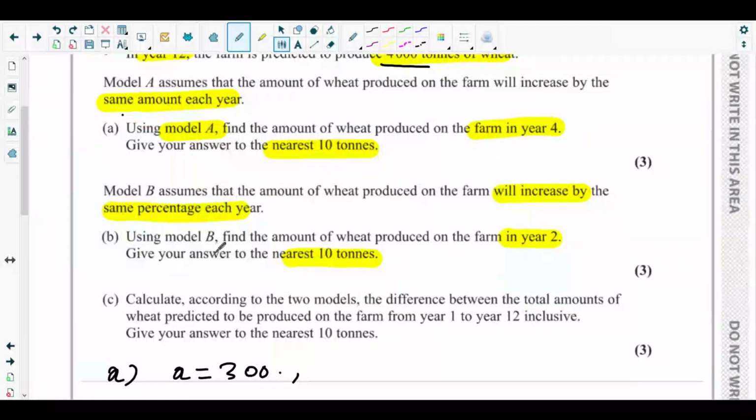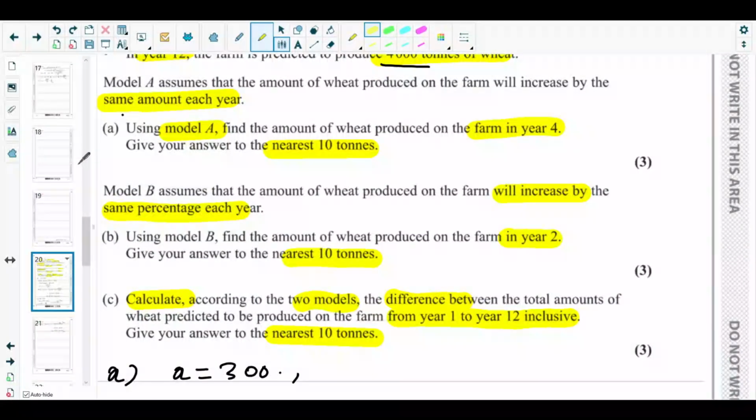Okay, next is part C. What they have asked in part C: calculate according to the two models the difference between the total amounts of weight predicted to be produced on the farm from year 1 to year 12 inclusive. That means year 1 till year 12, the 12th year is inclusive. Give your answer to the nearest 10 tons. Okay. So total amounts of weight produced in 12 years.